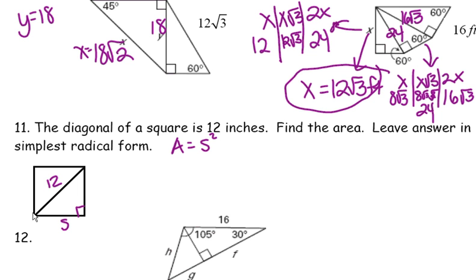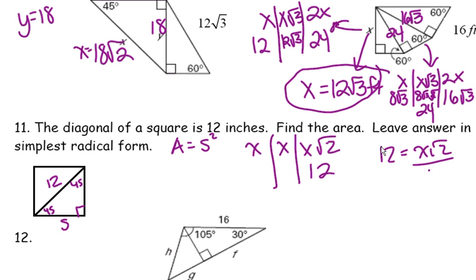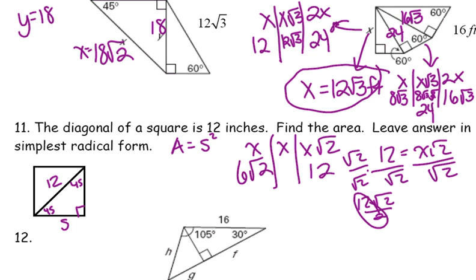Well, if that's a square, that's a right angle. And if that's a diagonal, it cuts it into a 45-45-90 right triangle, which means that I have x radical 2. And what I know is that x radical 2 is 12, and I really need to know what x is because that is the length of the side of my square. So I set these two equal to each other and solve. Divide by radical 2, rationalize, and I wind up with 12 radical 2 over 2. This guy reduces, so I wind up with 6 radical 2.